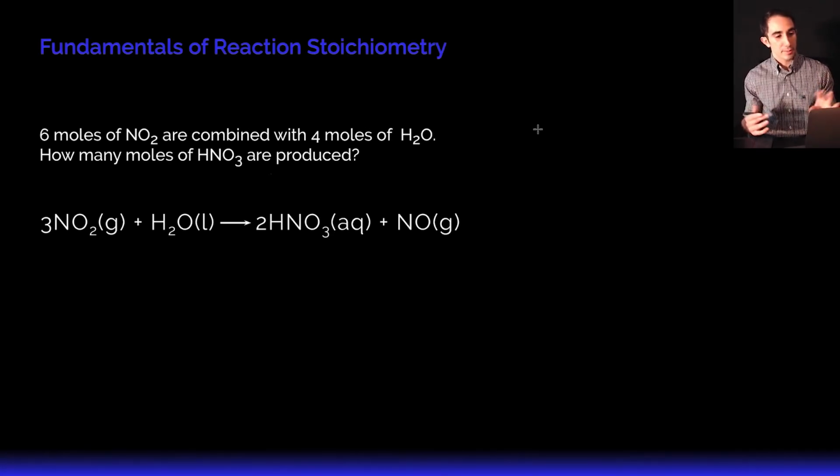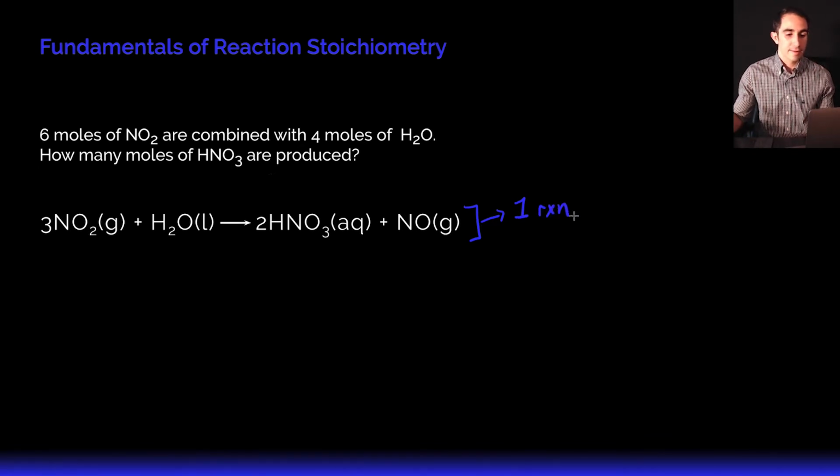So we're going to start by looking at this reaction, and the objective of this video is simply to answer the question of how many moles of HNO3, or nitric acid, are produced when we add 6 moles of NO2 and 4 moles of H2O. And I'm actually going to start by zeroing in on this and just labeling this. As you might predict, this is one reaction, and the way I'm going to write that is 1 RXN, and that is the lazy chemist way of writing reaction.